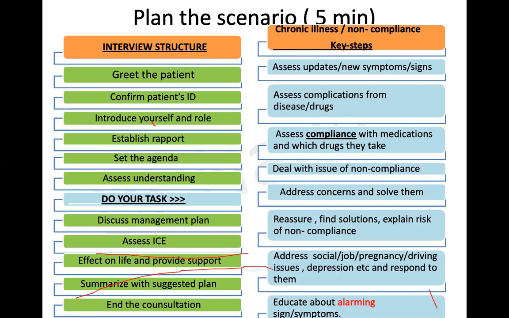Finally, end the consultation. When you end the consultation, you end it professionally by doing three steps. Number one, first of all, you give the patient written information. You have to give him a package to think about, which is what you have said to him today, and also give him written information about the disease or the condition you have been discussing with him. In the form of what? In the form of pamphlets or leaflets, or give them websites where to look for further information.